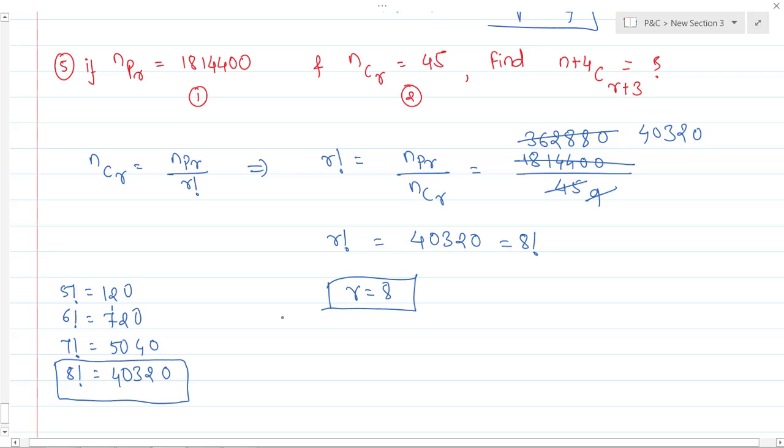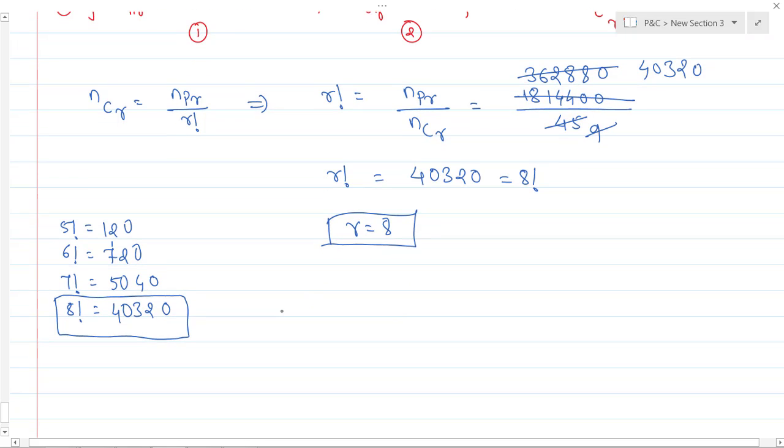Is it okay? So once you get the value of r equals to 8, substitute in any one of the equations. Okay, so let's substitute in the second equation, because in the first equation you would again have to do a big multiplication and division. Okay, so let's have nCr, substitute r is equals to 8 in 1 or 2.